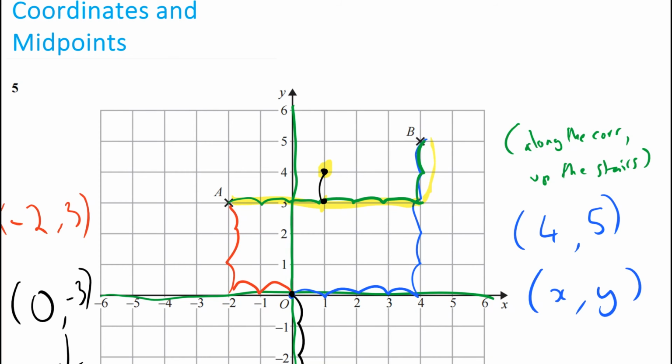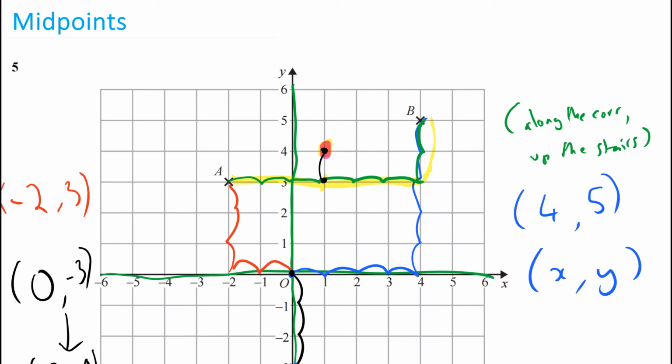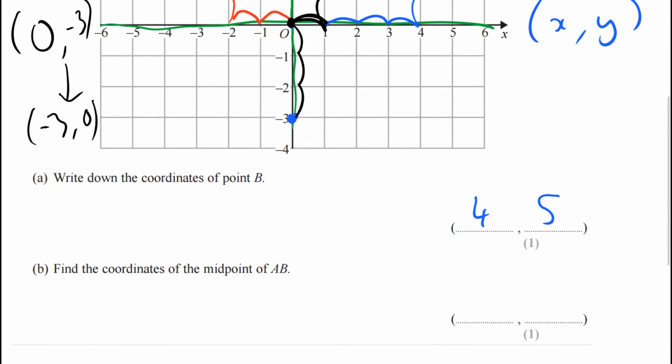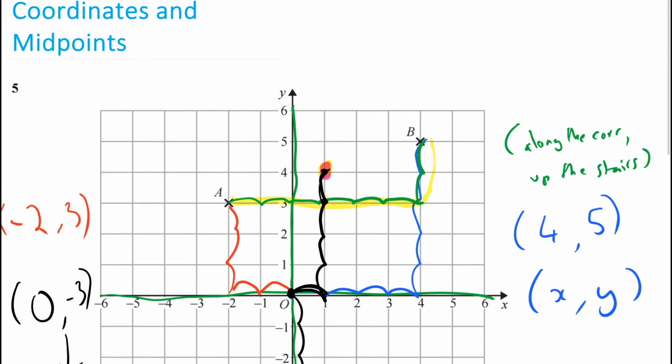Now, can you name that coordinate right here? Okay, well, using our skills of naming coordinates, we know that it's 1 along the corridor. If we start here, 0, 1 along the corridor, and then it's 1, 2, 3, 4 up the stairs. So this coordinate of the midpoint would be 1, 4. So now you not only know how to name a coordinate, you can also find the midpoint by just simply counting and then halving that total.